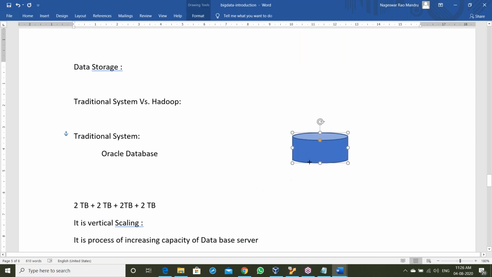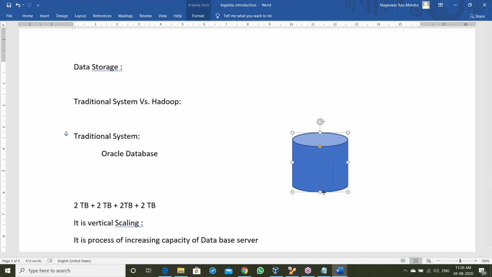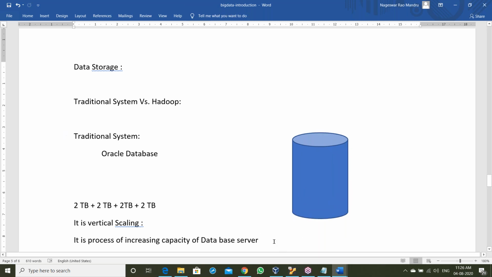This volume is initially 2 TB, or maybe 10 TB initially. Adding 10 TB, next 10, next 10, like this, by adding we can increase this volume. This is called vertical scaling. Traditional systems follow vertical scaling. So what is vertical scaling here? It's a process of increasing the volume of a server. That is vertical scaling. Right, okay.